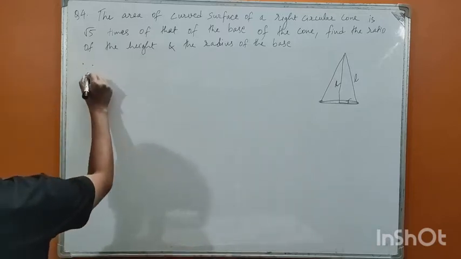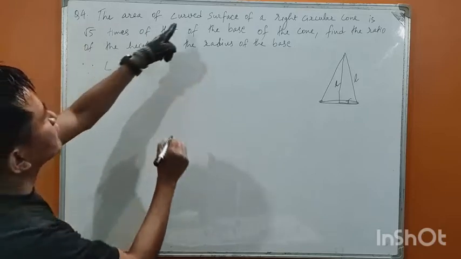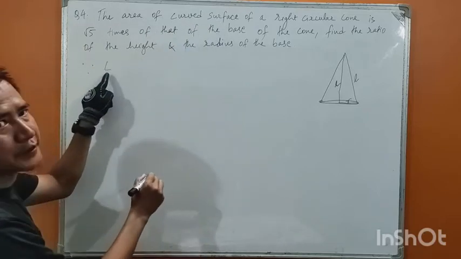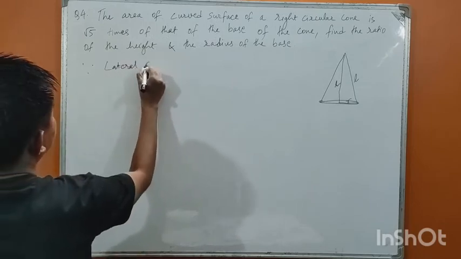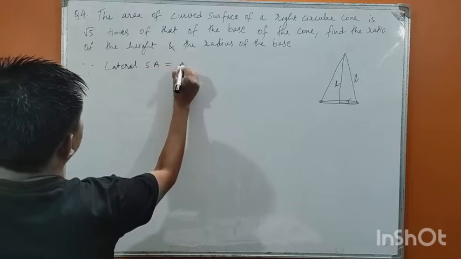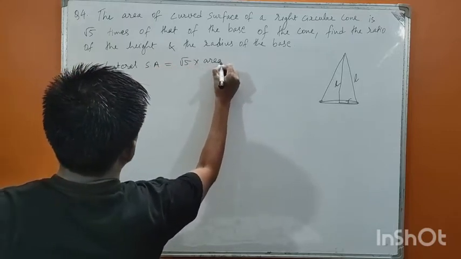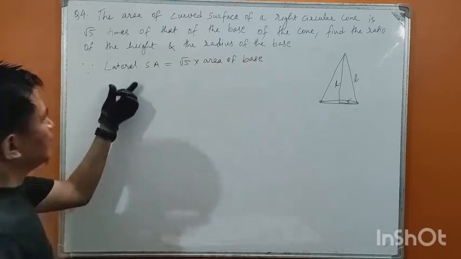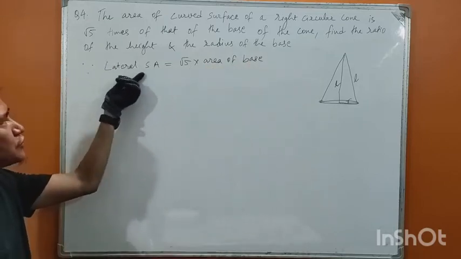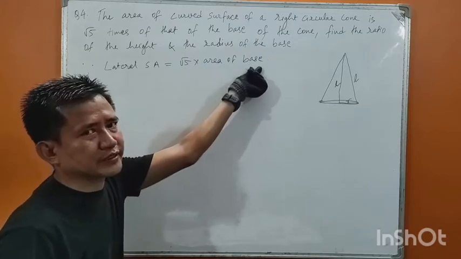Since the curved surface area can be written as lateral surface area, okay? Lateral surface area equals √5 times the area of the base. This is the given condition: the lateral surface area, or the curved surface area, equals root 5 times the area of its base.